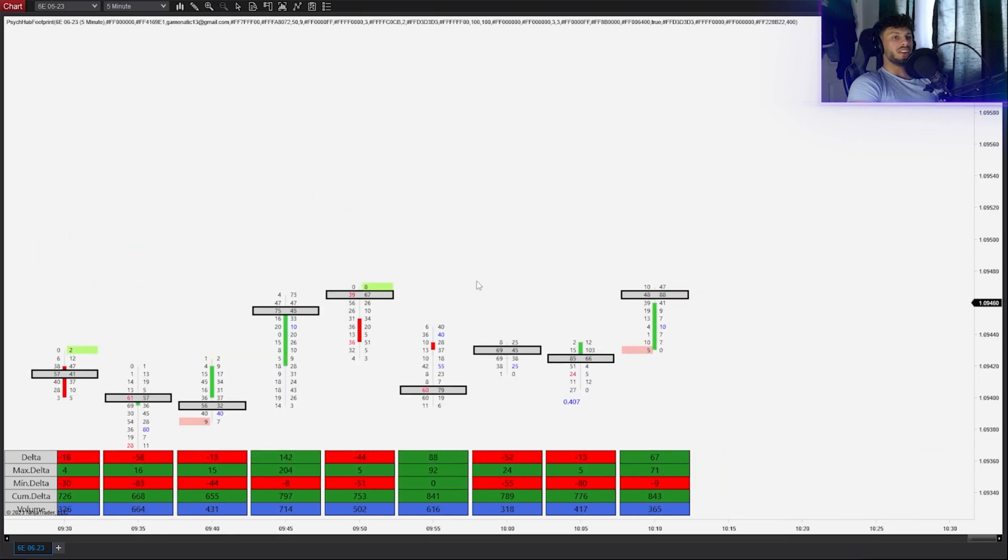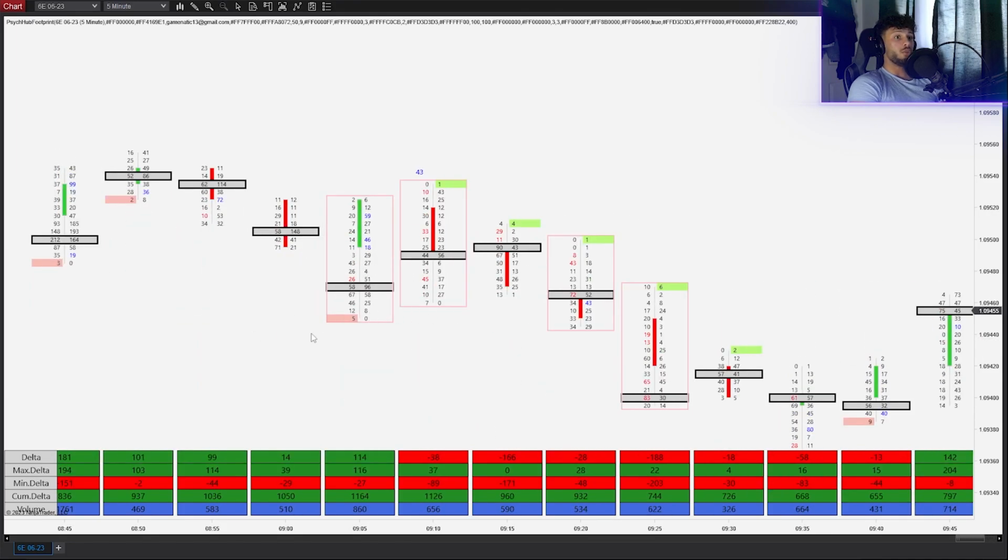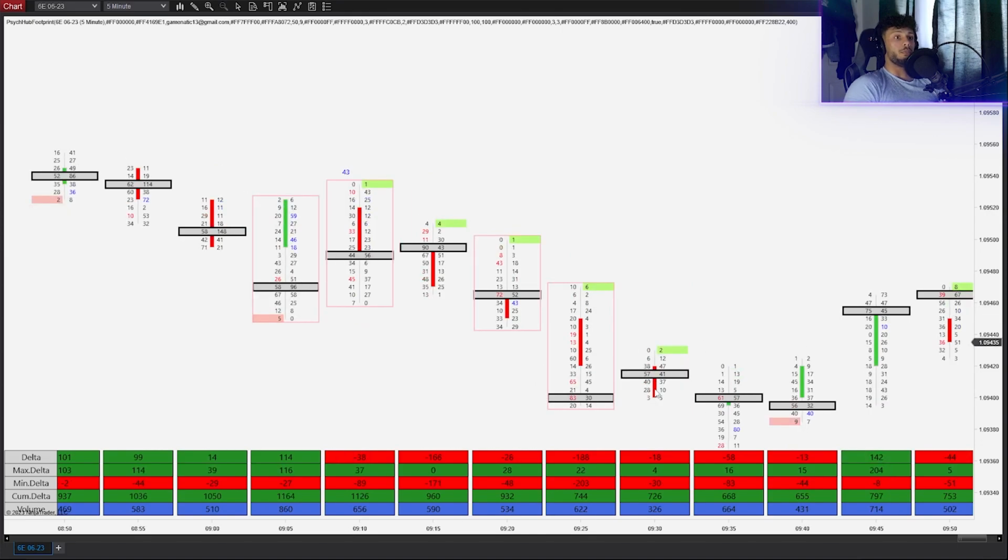Another example would be if I tapped into an order block or institutional candle, whatever, and I'm looking to buy at my entry and price is right around my entry. I want to see a lot of aggressive buying.